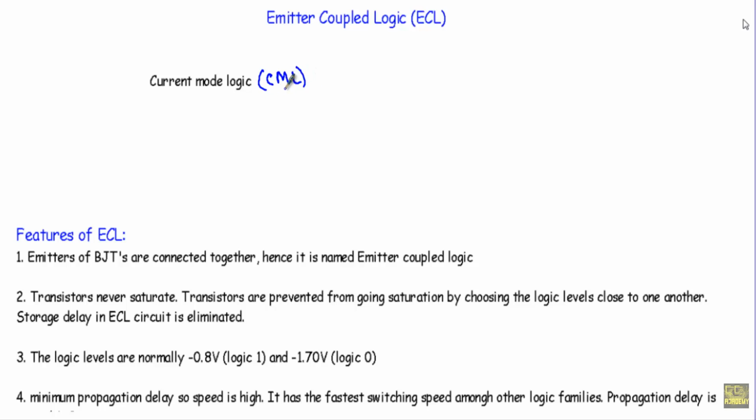CML, current mode logic. Why are the ECL circuits called CML? Because for the operation of logic circuits, our ECL logic circuits will use the property of current switching. There we will have a fixed emitter bias current IE, whose value will be nearly equal to 3 milliampere, and this IE will switch its flowing path from one collector terminal to another collector terminal of the transistors depending upon the applied input logic levels.